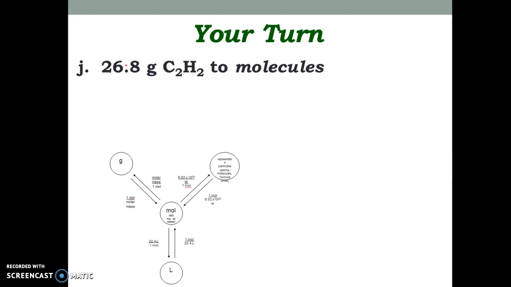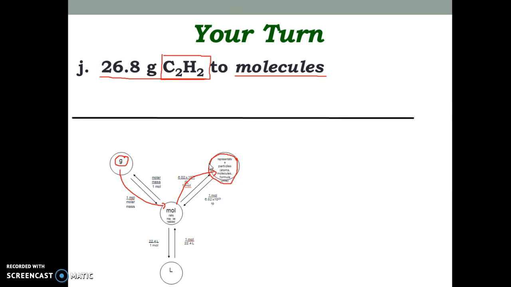Let's do letter J. Letter J, I'm starting with 26.8 grams of C2H2. It says go to particles. Now, if I notice, C2H2 is nonmetals only. So what am I going to call this? I'm going to call it molecules. So I'm starting at grams, and I'm going over here to molecules. So, very similar to the last problem, going from grams to moles, and then moles to molecules.